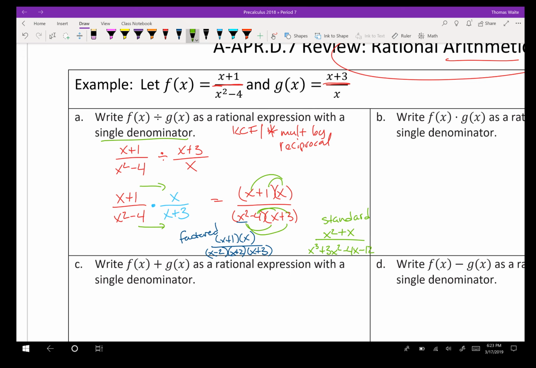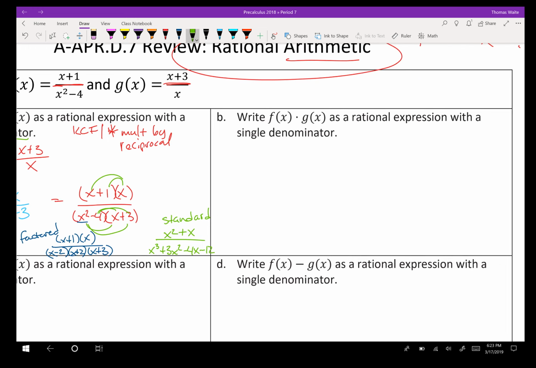So any three of these, the red, blue, or green answers are great for this problem. Later on, the factored versus standard will be useful when we are talking about graphs. Awesome. So let's go to B. f of x times g of x. Again, I'm just going to start by writing the problem.